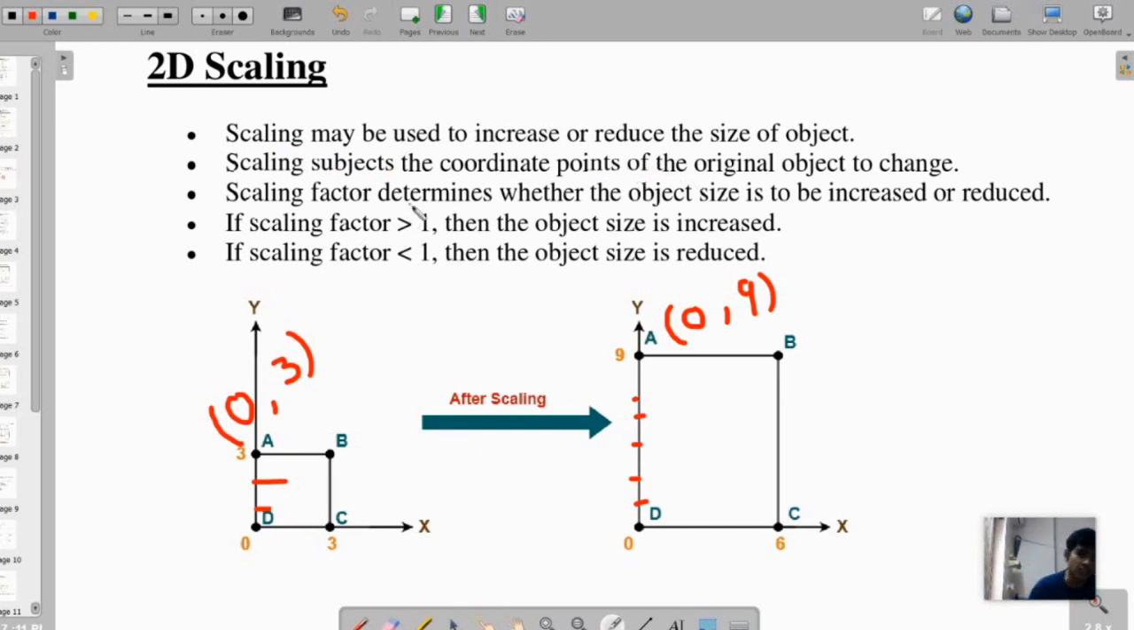Now, scaling factor. Scaling factor determines whether the object size is to be increased or reduced. How it goes is, say this is OA dash. Now you can see that from this example, OA dash equals 3 multiplied with OA, or in other terms, you have increased the size of OA 3 times. So this is basically your scaling factor.